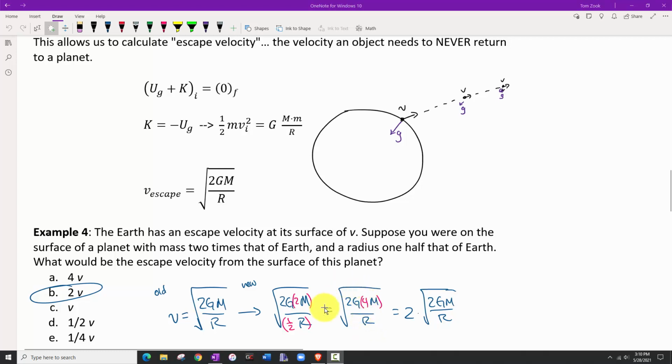So I can just square root that, pull it out as a factor of 2. So we have essentially twice the original escape velocity. Whatever it took to escape Earth, you've got to go twice as fast if you're going to launch from the surface at that instant with that speed in order to escape the planet forever and never come back.